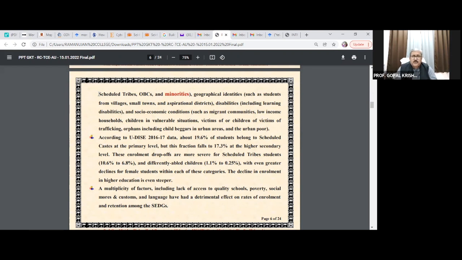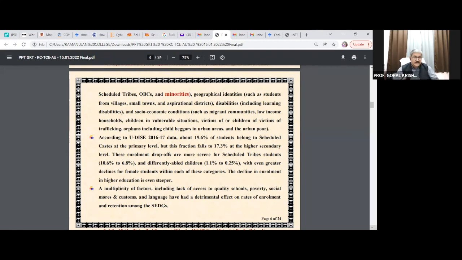Why is there so much dropout? Why does enrollment decrease when they move on to higher classes? I'm not giving you any data on higher education here, because this national education policy document itself pledges to achieve an enrollment ratio of 50% in higher education. So far, we have not achieved even 50%. We are at somewhere around 25, 26% in terms of enrollment in higher education institutions.